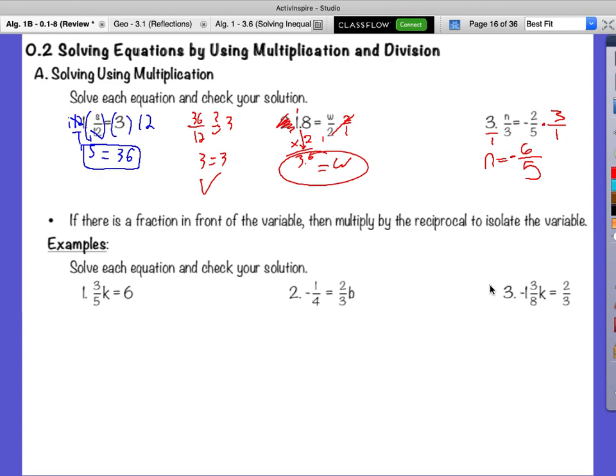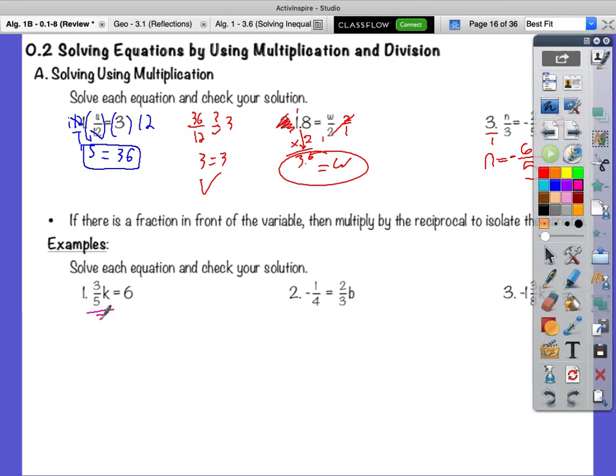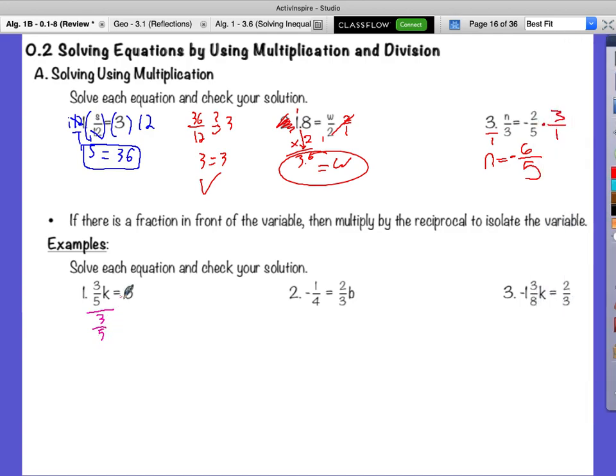3/5 times k is equal to 6. Well, hey, there's multiplication happening here, right? 3/5 times k. How do we get rid of multiplication? Divide. But here's the thing: if we divide by 3/5, isn't that weird to divide by a fraction like that? So what did we say we do when we divide by fractions? We flip it and change it to what operation? Multiplication. Very good.